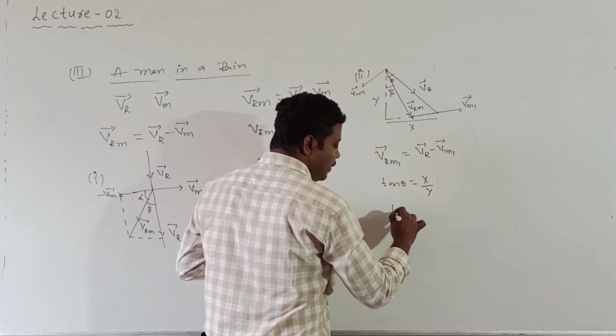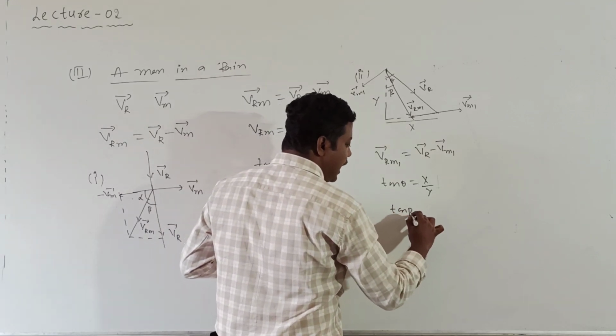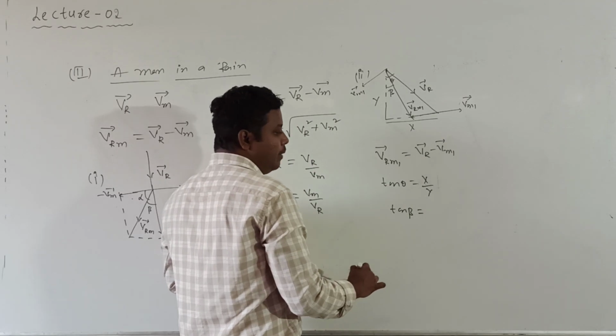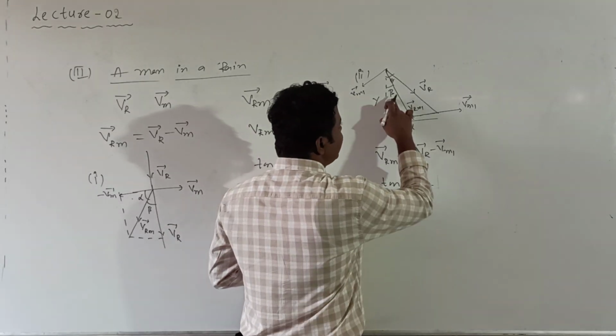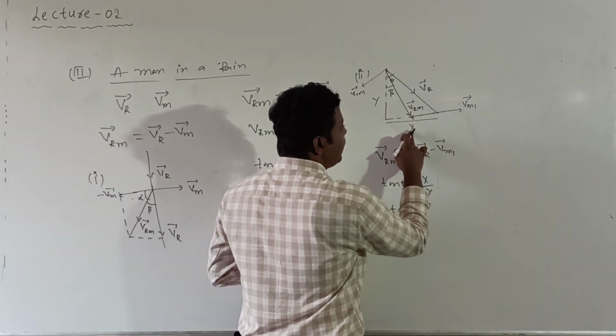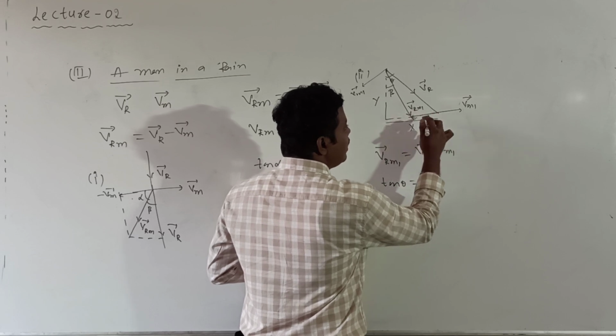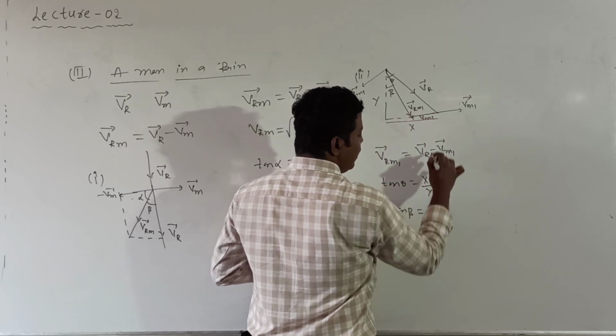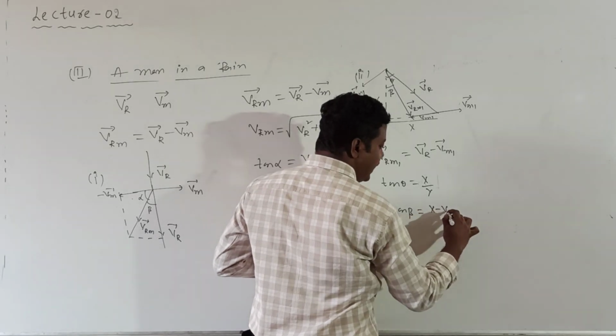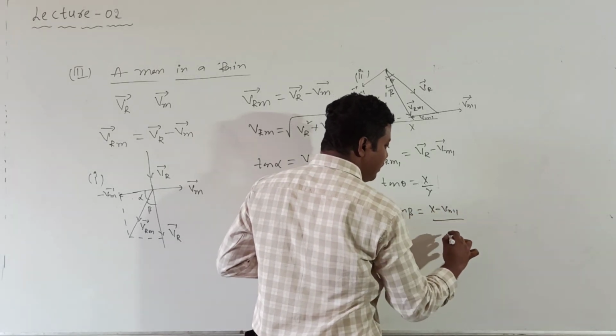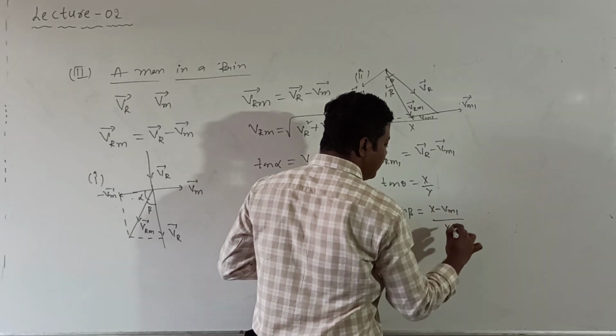So then what happens? What is the formula for tan theta? Tan theta is equal to this value. This total value will be given by x. Here to here, the value is Vm1. Then what will we get? Tan beta is x minus Vm1 divided by which one now? Y.